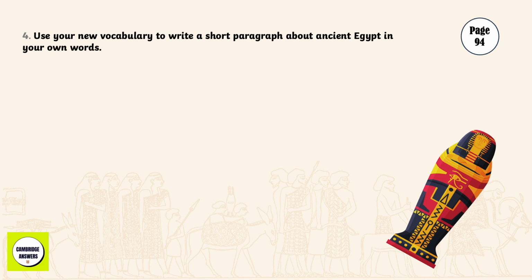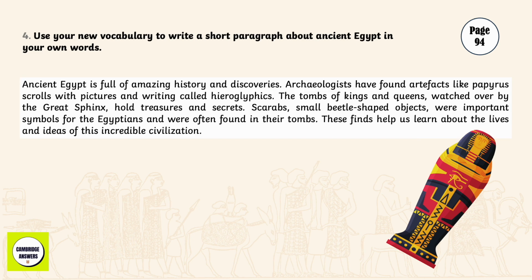Use your new vocabulary to write a short paragraph about ancient Egypt in your own words. Ancient Egypt is full of amazing histories and discoveries. Archaeologists have found artifacts like papyrus scrolls with great pictures and writing called hieroglyphics. The tombs of the kings and queens, watched over by the great Sphinx, hold treasures and secrets. Scarabs, small beetle-shaped objects, were important symbols for Egyptians and were often found in their tombs. These finds help us learn about the lives and ideas of this incredible civilization.